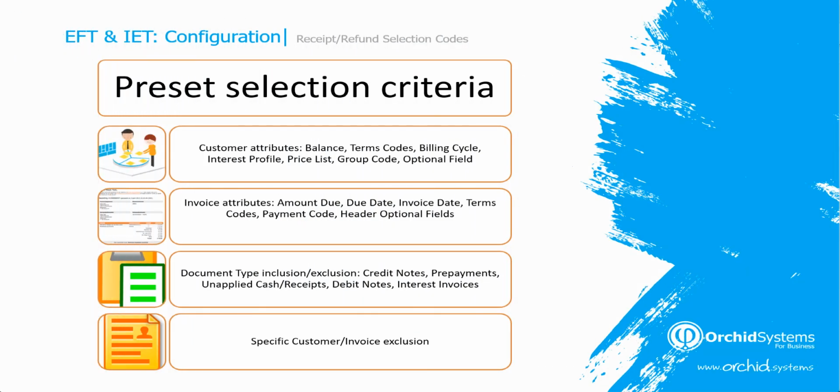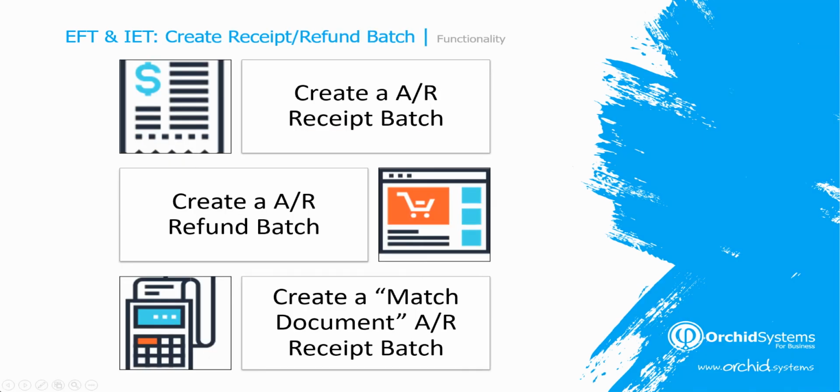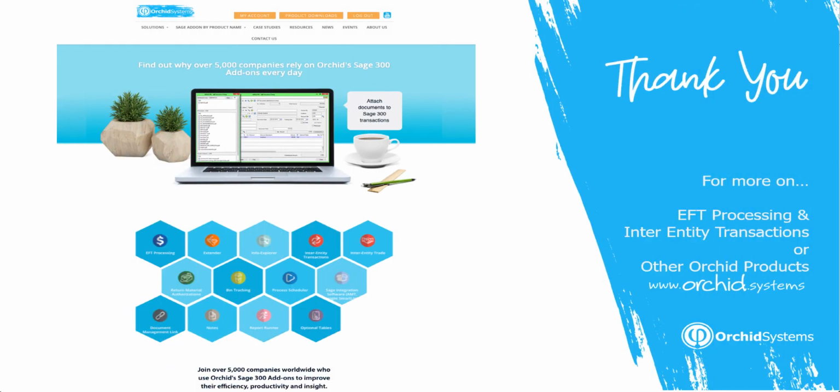We've just seen how you can use receipt refund selection codes to preset the way you want to create your 3 different batches, your receipt batch, your refund batch, or your zero value receipt batch for applying documents. In summary, we've seen how to create a receipt batch, how to create a refund batch, and how to create a matched document receipt batch using the Create Receipt Refund Batch and using our selection codes to predefine our selection criteria. Thank you for viewing this video.